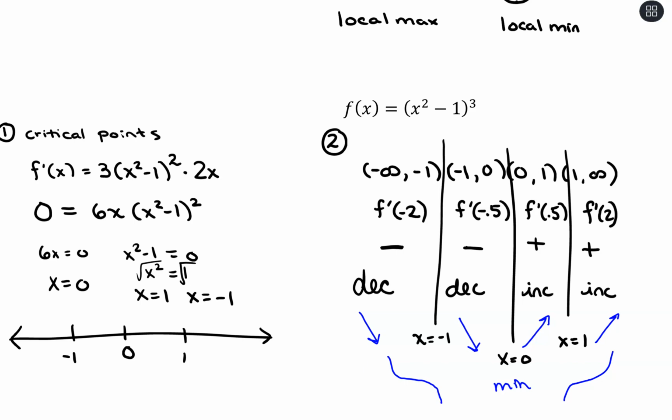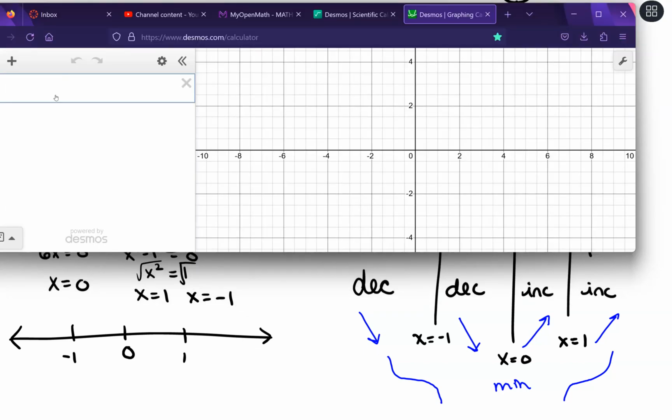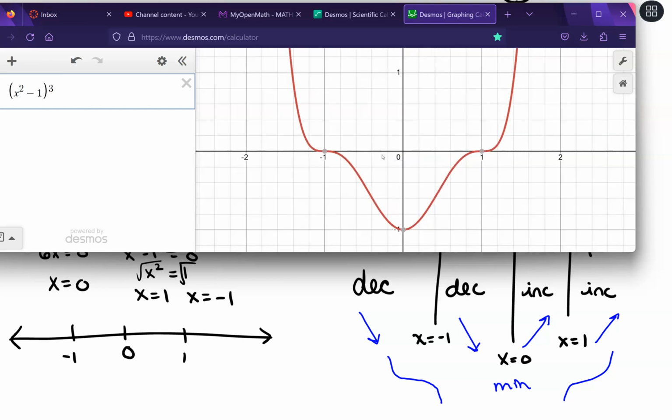So even with that, I can start to get a shape for the graph: we're decreasing, we hit a minimum, increasing, increasing, something like that. And then let's also go to Desmos to check it out, because especially with these different scenarios, it's nice to really confirm with the graph. So we have x squared minus 1 quantity cubed, and there it is. There's the shape of our graph.